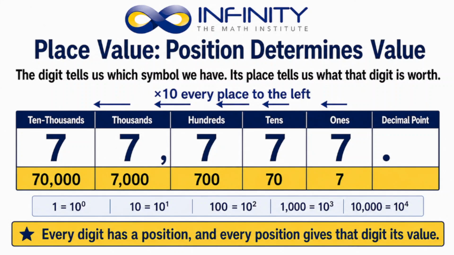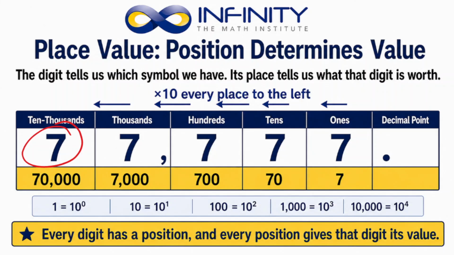So when you're looking at the 7, right here in the ones place, that's worth 7 ones, or 7. As we go to the left, you'll multiply by 10. So this 7 is in the tens place, and it's worth 70. This digit is in the 10,000s place, so it's worth 70,000.